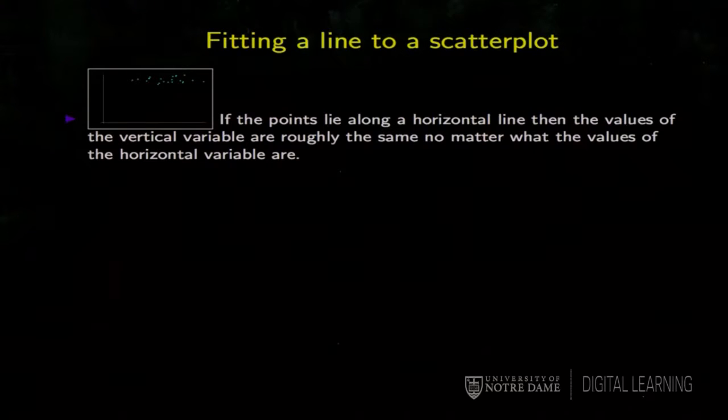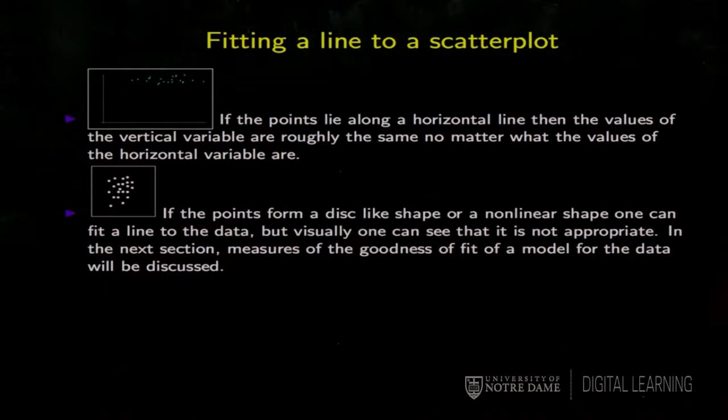If the points lie roughly along a horizontal line, then no matter what the values of the horizontal variable are, the vertical variable remains roughly the same. So that line will have slope 0. If the points form a disc-like shape or a non-linear shape, one can fit a line to the data, but visually you can see it's not appropriate to do so. So in the next section, you'll explore measures of the goodness of fit of a model for the data.